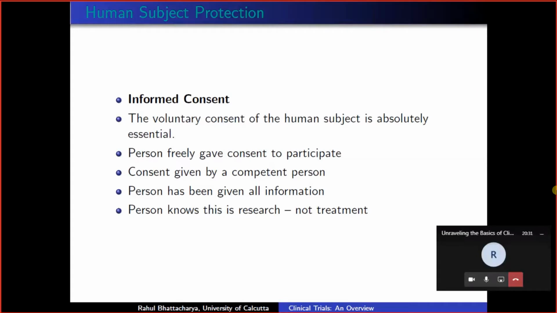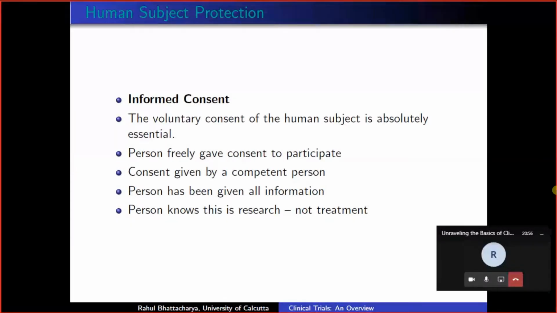That is whether the patients to be recruited are given the full information about the trial: what are the pros and cons of the trial, what they get, and finally that this is research and this is not treatment. So all these types of things are within the purview of informed consent.